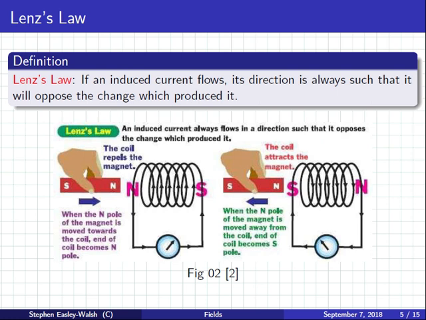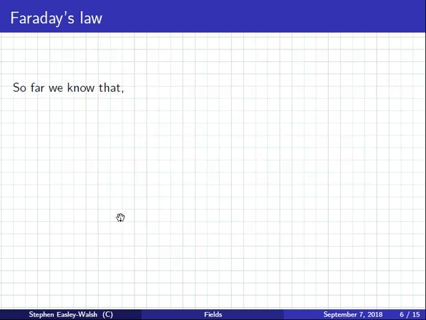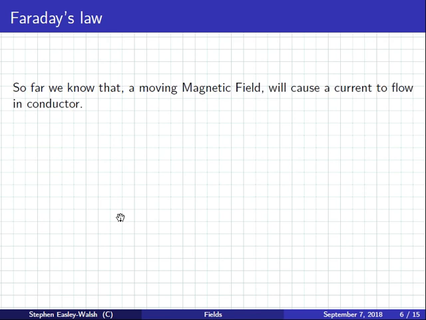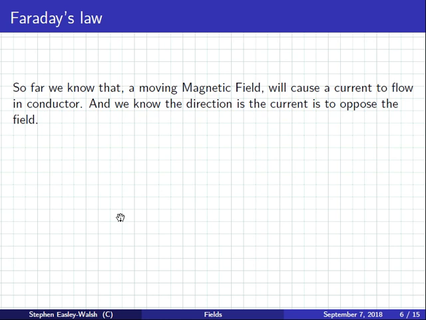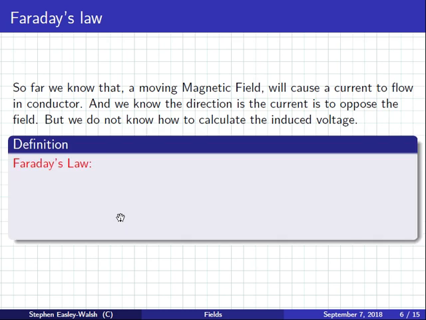Okay, continue. So far we know if you move a magnet, you'll get a current. Great. And we also know the direction is opposite. Great. But what we don't know is the voltage, how much voltage we have. So we have a way to calculate the voltage called Faraday's Law. Now this formula is a little bit confusing. Faraday said the voltage, the EMF, is equal to minus N, change in flux over change in time. And the only reason for the minus is Lenz's law, meaning opposite.